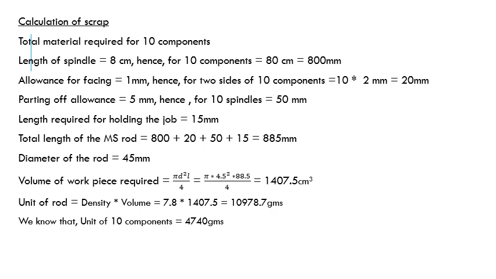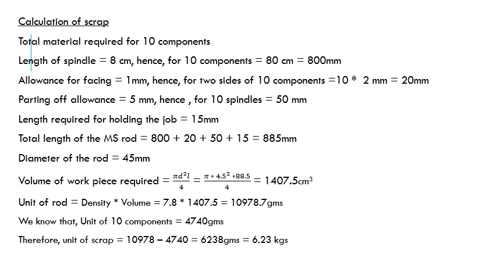So what is the weight of the scrap then? Weight of the scrap must be weight of the raw material minus weight of the components. Weight of the raw material is given as 10.978 kg, and weight of the 10 components or 10 spindles is 4740 grams, that we have already calculated. So when I subtract them, I end up with 6238 grams or 6.23 kgs. This is the total scrap.